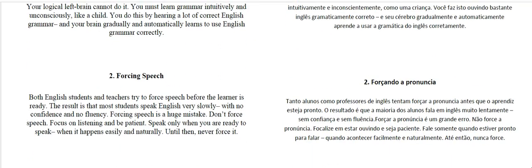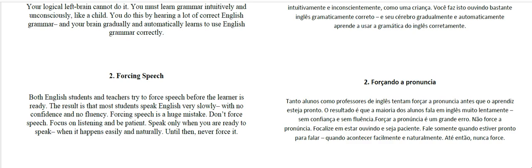2. Forcing speech. Both English students and teachers try to force speech before the learner is ready. The result is that most students speak English very slowly, with no confidence and no fluency.